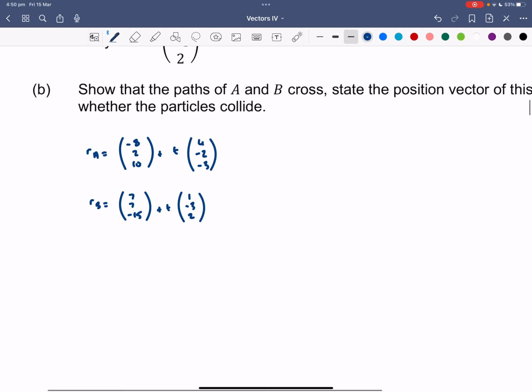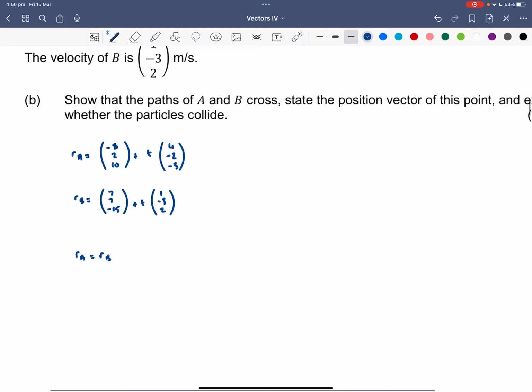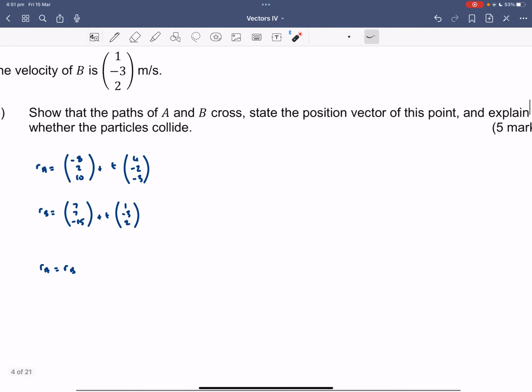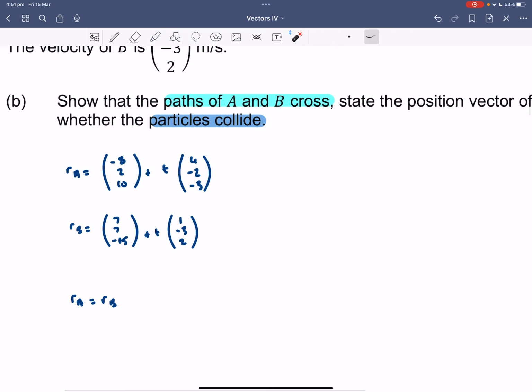Now generally, when you're trying to find out where two things collide, you just let the position of A equal the position of B. But this is not asking just for collision. It's first asking to show the paths cross, which is a different thing. Showing paths cross is different to showing that the particles collide. So if you want to know whether the paths cross, you can't have them both have the same parameter. It has to be like t1 and t2, or what I prefer, lambda and mu. So this can be lambda, this can be mu.